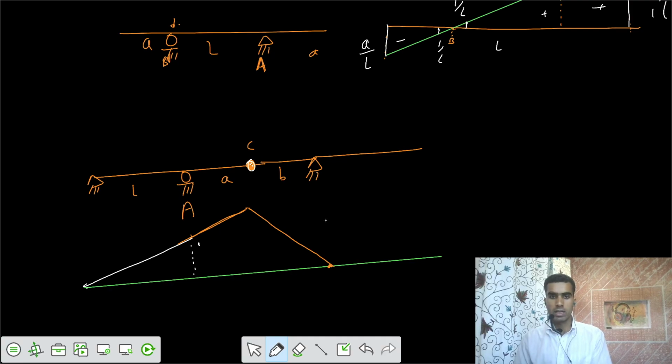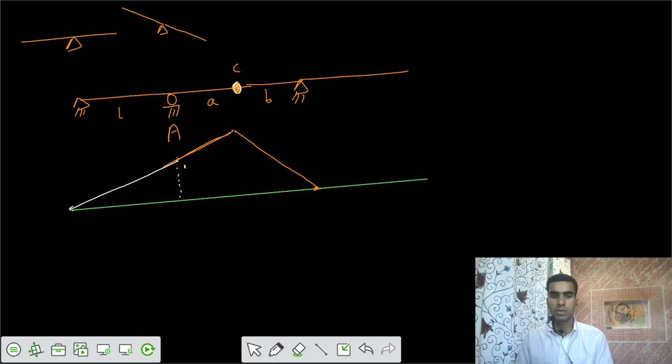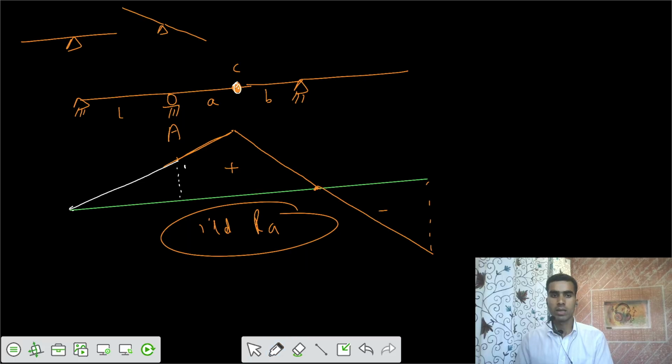Then after that, if we take this member, once the first part rotates in this fashion, the other part has to go downwards. If this is a support somewhere here, and this part has gone in this fashion, the other part also goes downwards. So the other part of the beam would be in this fashion. So this is our profile, the ILD for reaction at A.